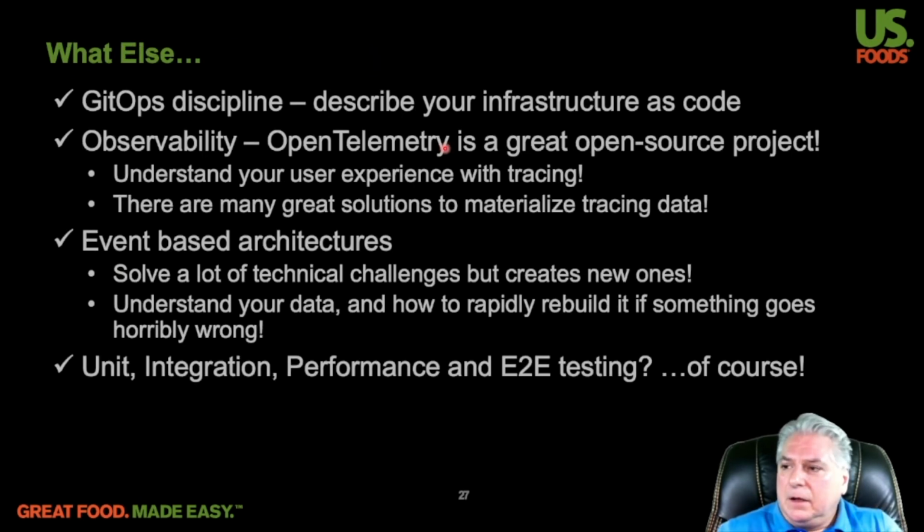So what else? I think we're probably running short on time, so I'm just going to plow through this real quick. GitOps discipline, observability, OpenTelemetry is a great tool. Event-based architectures solve a lot of technical challenges, but they also introduce some technical challenges. So you really have to think about your data, how to keep all that organized. Unit, integration, performance, end-to-end testing, of course, kind of goes without saying.